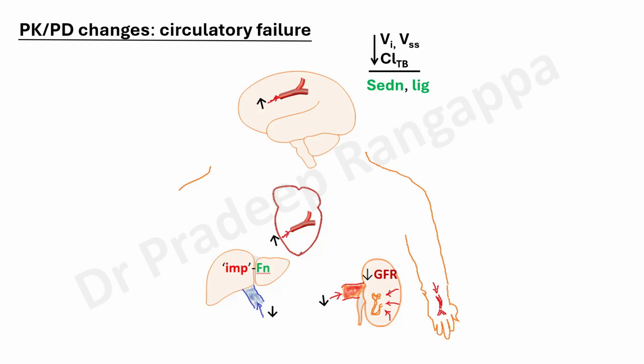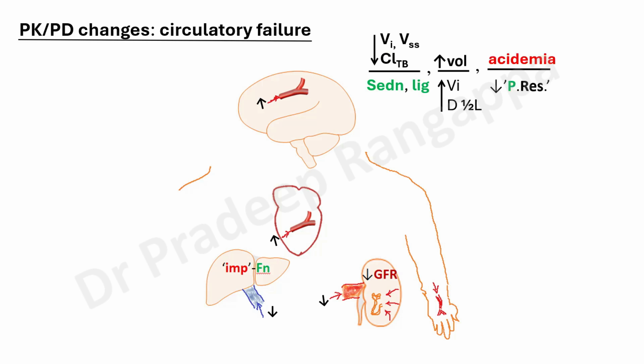So in circulatory failure, it is shown that the volume of distribution comes down, steady state distribution comes down, total body clearance comes down, and this has a bearing when you're using sedative drugs or lignocaine. And volume of distribution can increase in some situations and distribution half-life can go up.